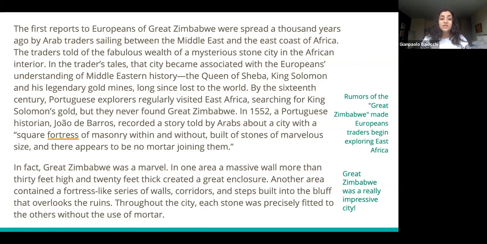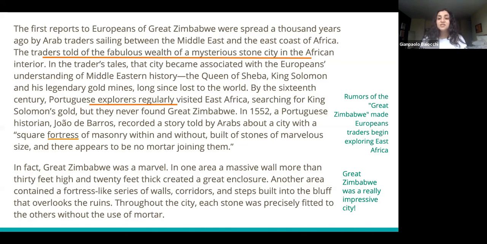The cause of this is all the traders' tales and all the rumors, I guess, that were circulating around this mysterious city and all the gold. So I'm underlining two sentences that explain both the cause and the effect that we just talked about. The first thing is the traders' tales, and that would be the cause. The effect is the European exploration.